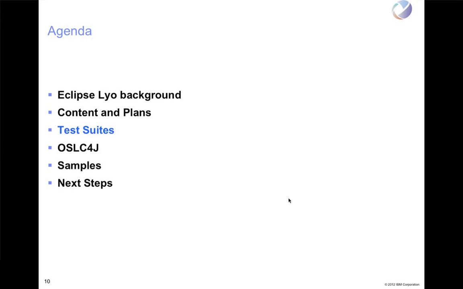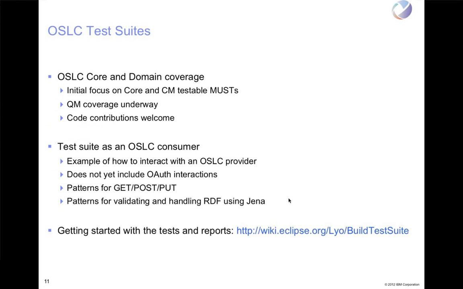Okay, so now I'd like to talk in a little bit more detail about some of the content that's in Lyo today. I want to cover the test suites, then I want to do a pretty good coverage of OSLC4J, and then talk a little bit about the samples. So the test suites, I think this first part I've already covered. Core and CM is the main stuff that's out there now. We're working on QM, looking for contributions in other domains as well.